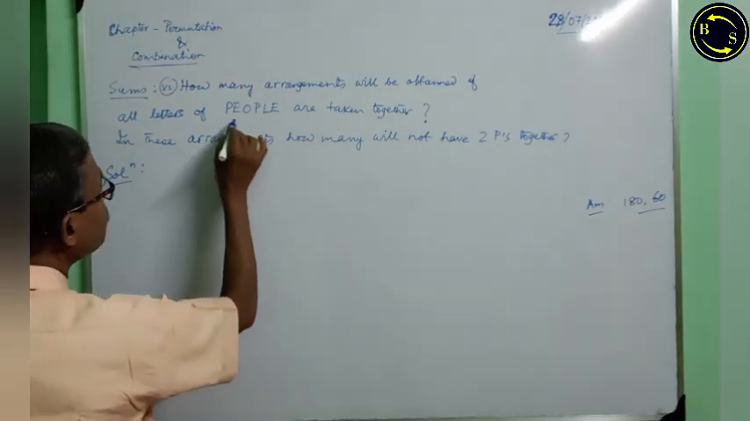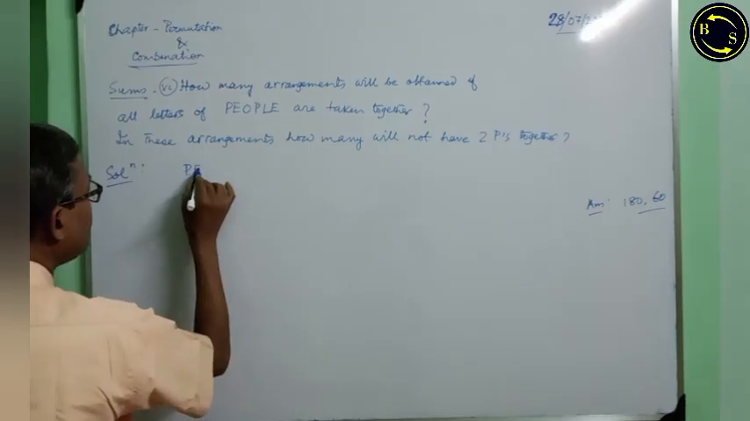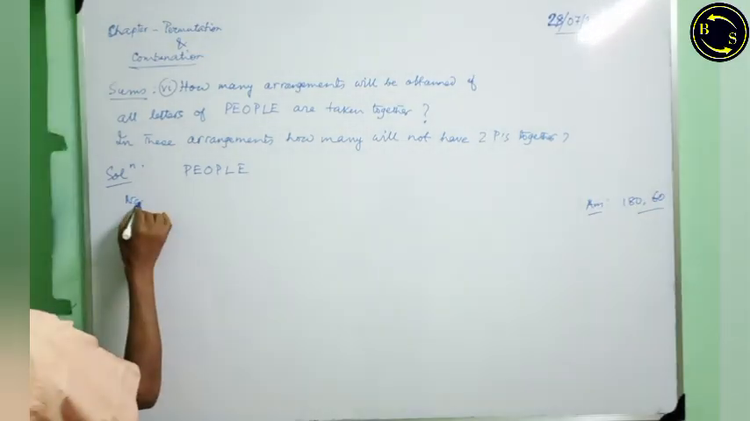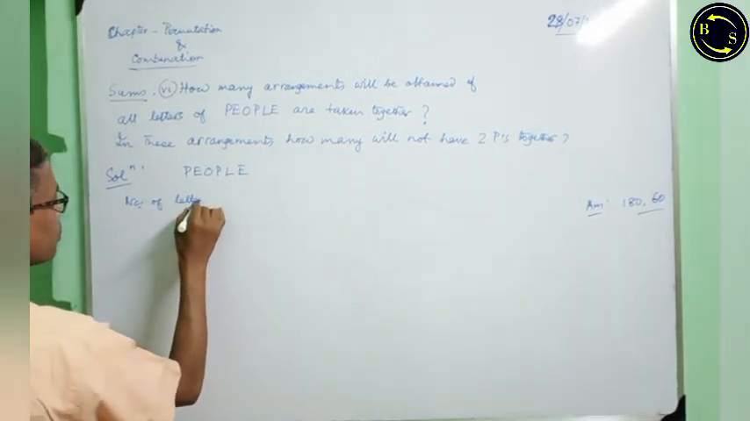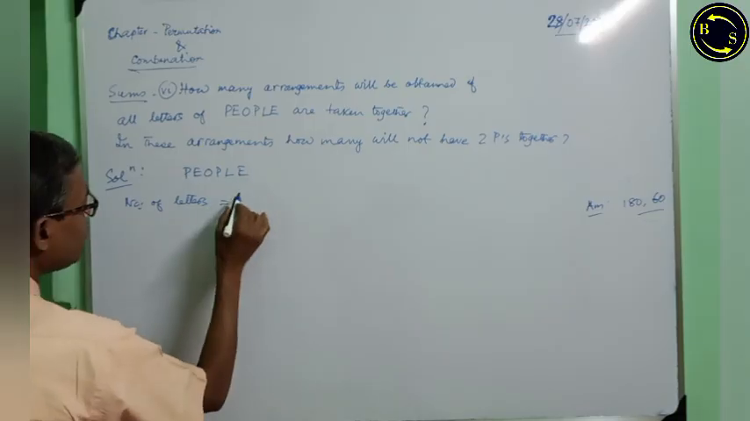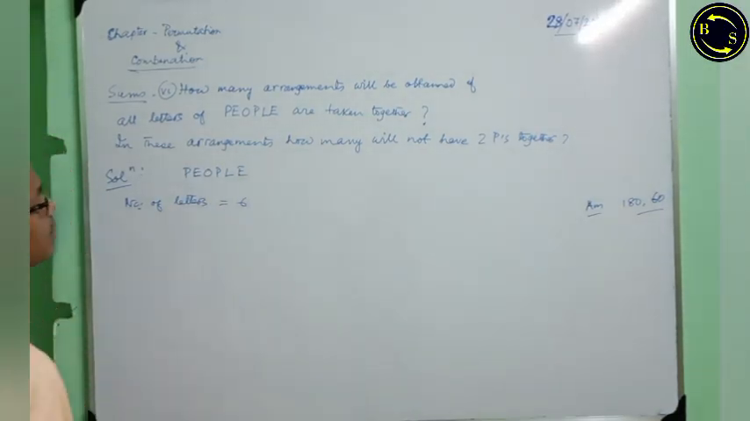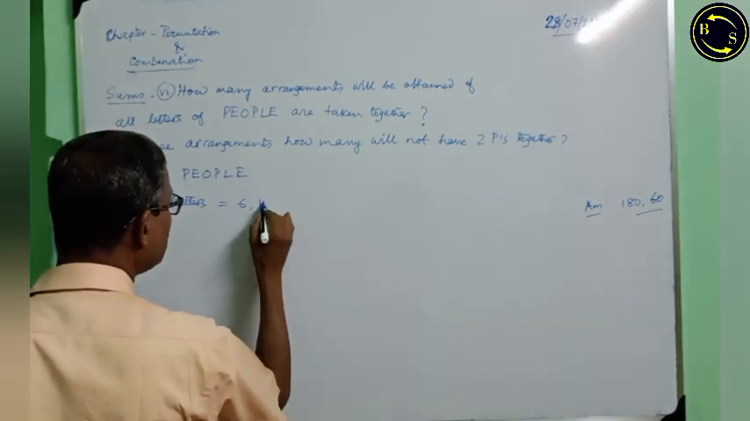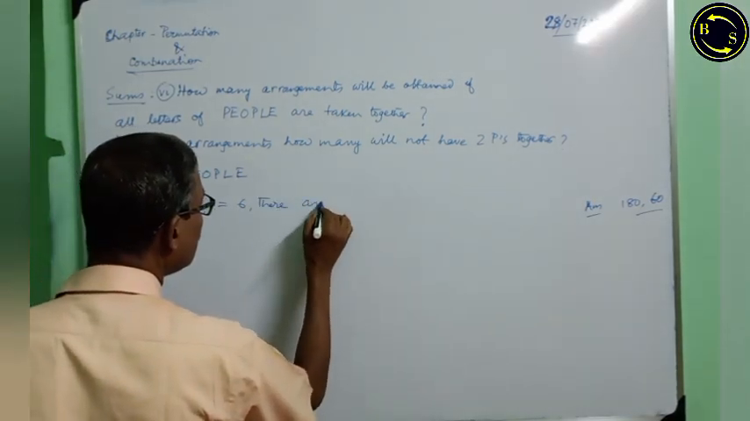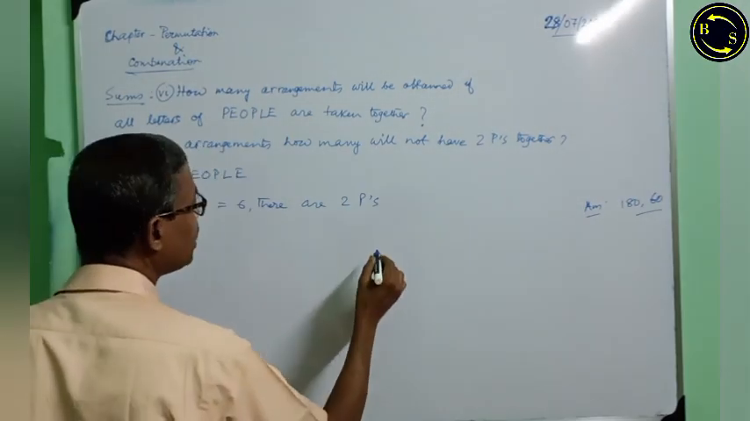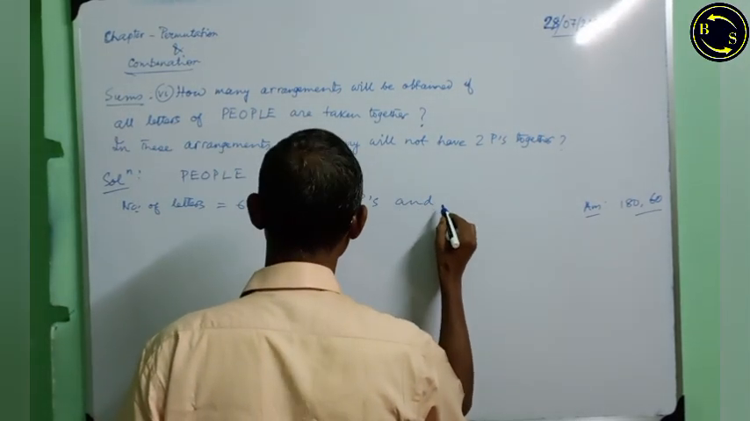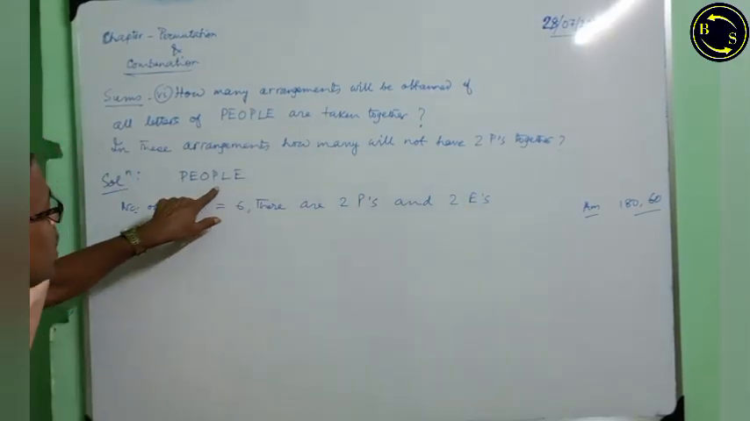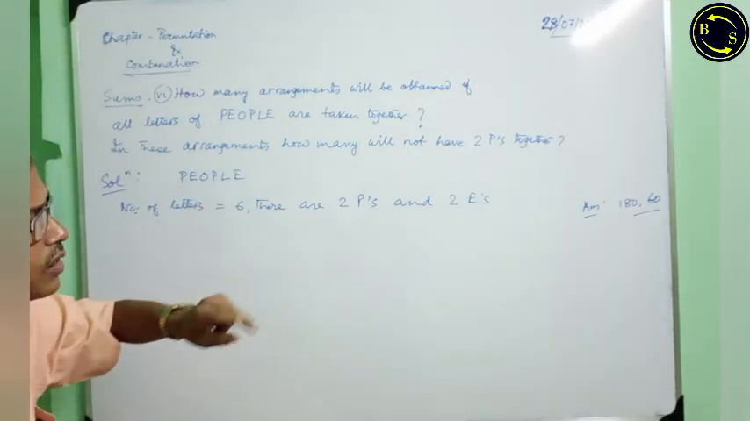First, you write down the word given. P-E-O-P-L-E. Number of letters: 6. There are two P's and two E's. Note this. Two P's are there, two E's are there. Others are different.